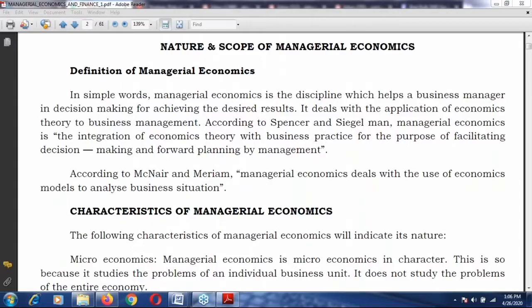So, as I was saying, to apply economic concepts and principles to solve business problems is another objective of managerial economics. And at the same time, to allocate the scarce resources in an optimal manner, and to minimize the risk and uncertainty of a business unit. Then it is also to help in demand and sales forecasting.